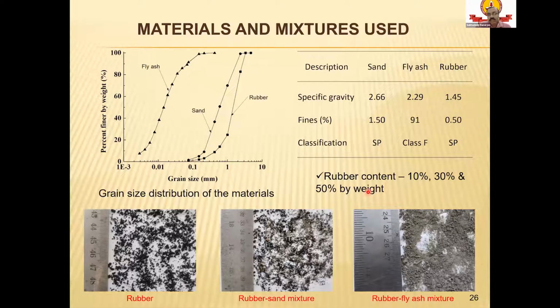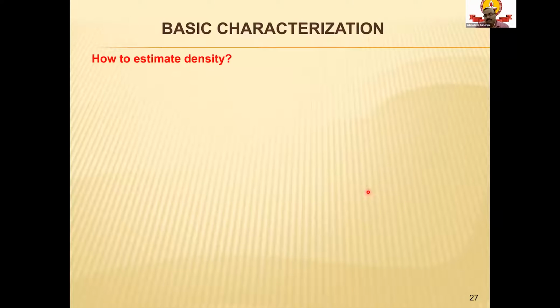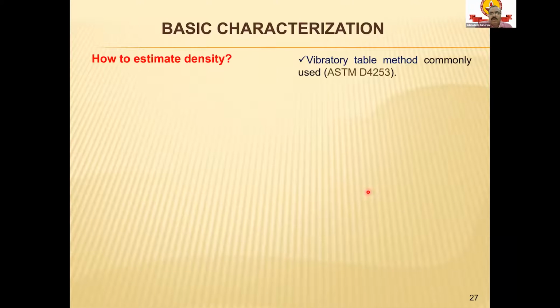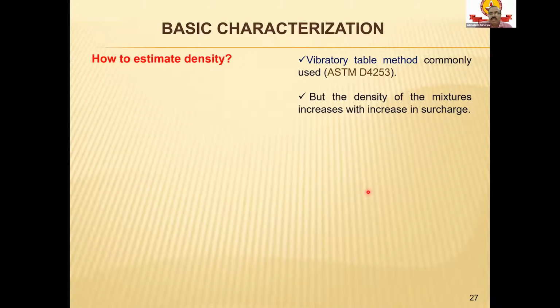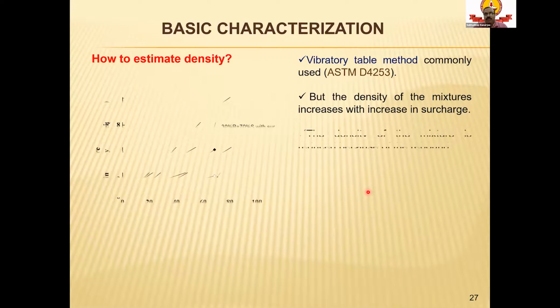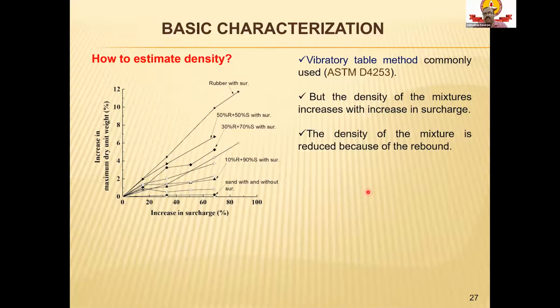And that's where the first thing comes. How to estimate the density? Well, we started with the conventional vibratory table method, but we saw that the density of the mixture increases if you have a larger surcharge in the vibratory table container. On top of that, the density of the mixture reduced because of the rebound. Immediately when you remove the surcharge, an elastic rebound happens, so we lose the density which we estimated.